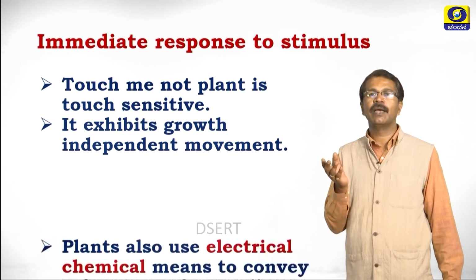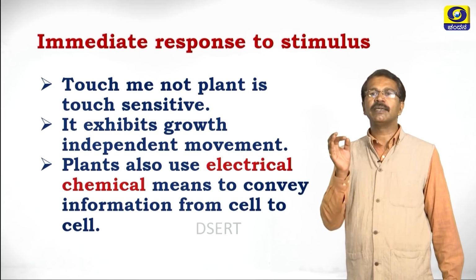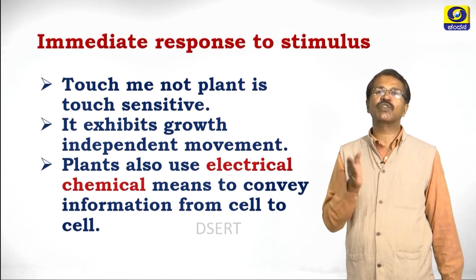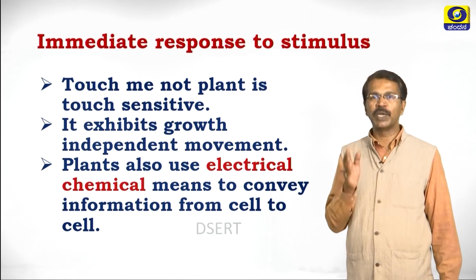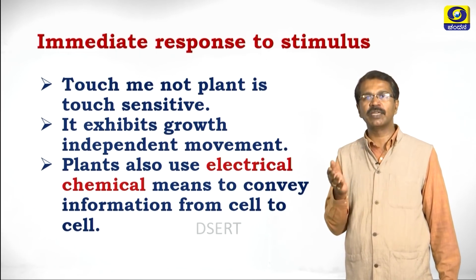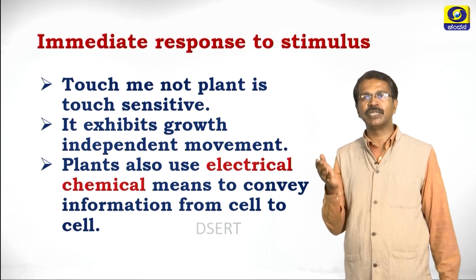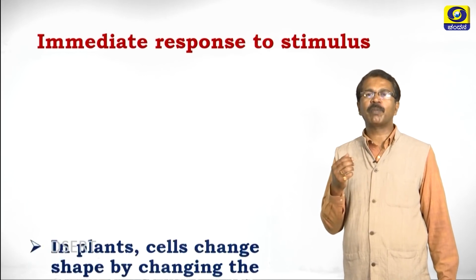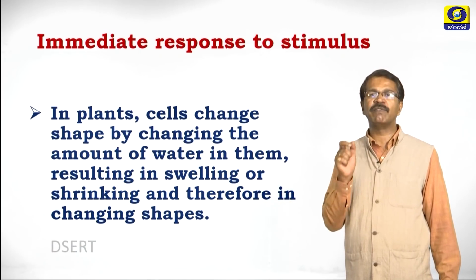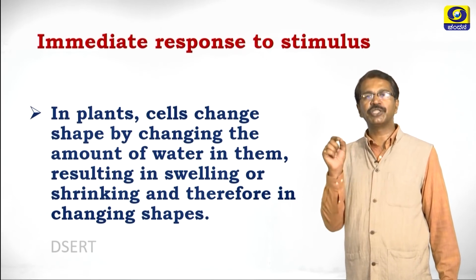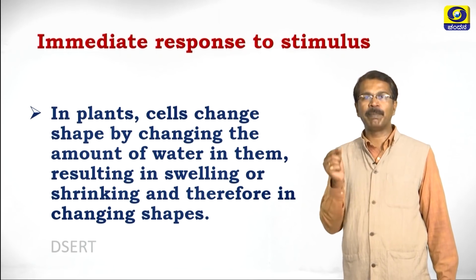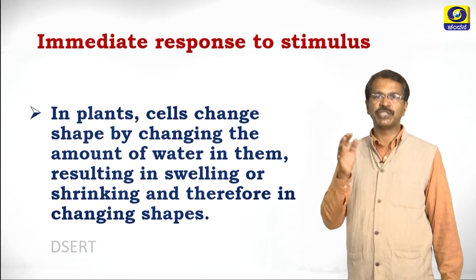That is because of electrical and chemical messages which are transferred from cell to cell. That means even in plants, information is conveyed from one cell to another by means of electrical messengers and chemical messengers. How does the closing and opening of leaflets actually occur? Here the cells change shape by changing the amount of water in them. Actually at the base of the leaflet, the water content level changes.